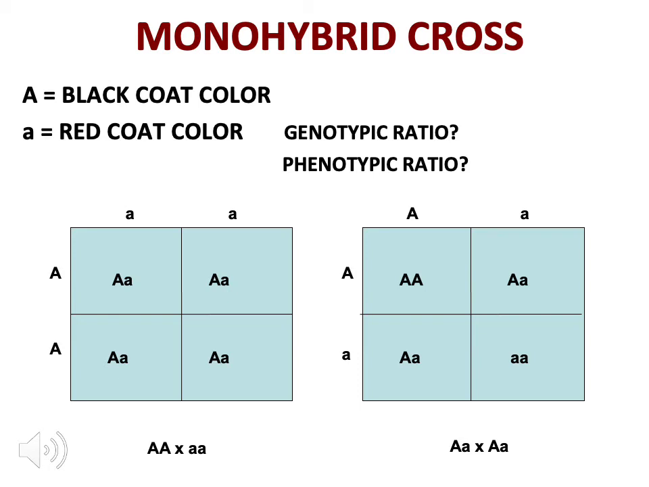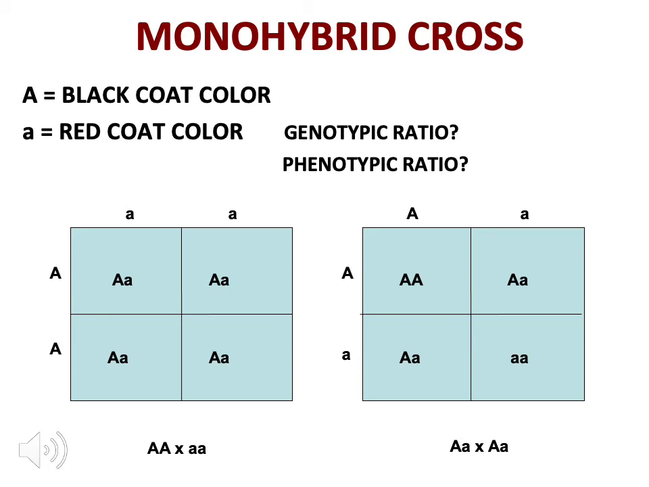So my upper left box contains a big A, my upper right box contains a big A, and my lower left box contains a big A. And then my lower right box contains the little a genotype. So at this point, I could probably say that my phenotypic ratio is 3 to 1: 3 black offspring to 1 red offspring as far as an outcome, or a 75% chance of getting a black guinea pig versus a 25% chance of getting a red-haired guinea pig.